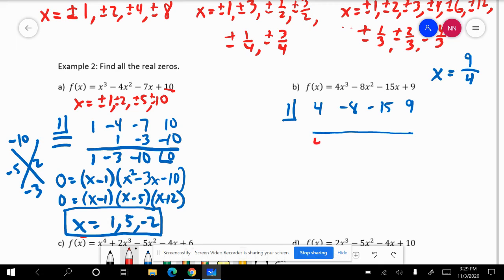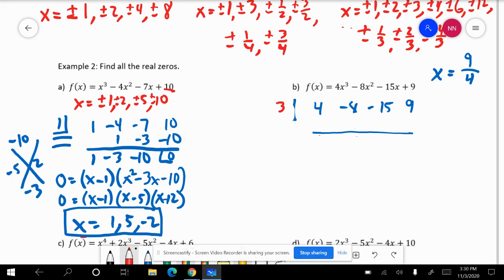So this is 4, -4, -4, -19. I know it's not going to work right away, so I know that my answer is not 1. So I have to pick another number that's a factor of 9 divided by a factor of 4, and let's say it's 3.